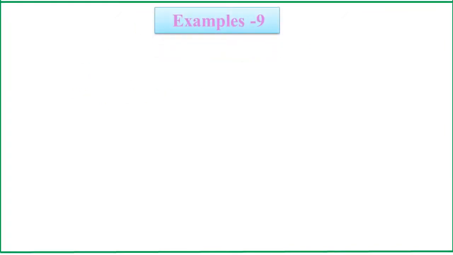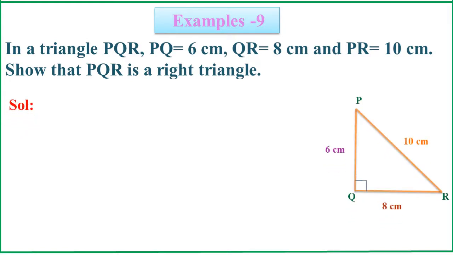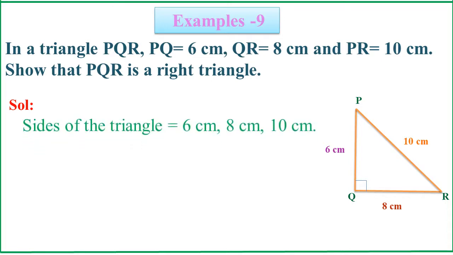Let's see example 9. In a triangle PQR, PQ 6 cm, QR 8 cm and PR 10 cm, show that PQR is a right triangle. Look at the figure. PQR, PQ 6 cm, QR 8 cm and PR 10 cm. This is the hypotenuse. We need to prove that PQR is a right angle triangle.